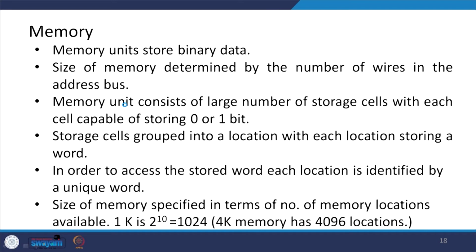A memory unit consists of a large number of storage cells, with each cell capable of storing a 0 or 1 bit. Storage cells are grouped into locations, with each location storing a word, and in order to access the stored word, each location is identified by a unique address. The size of memory is specified in terms of the number of memory locations available. So, 1K is actually 2 to the power 10, or 1024, and 4K memory has 4096 locations.